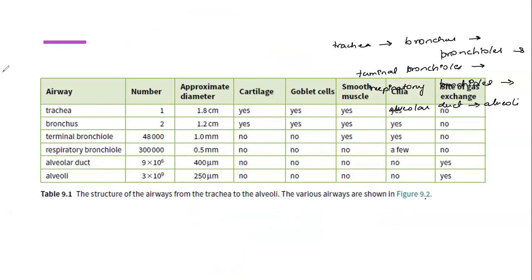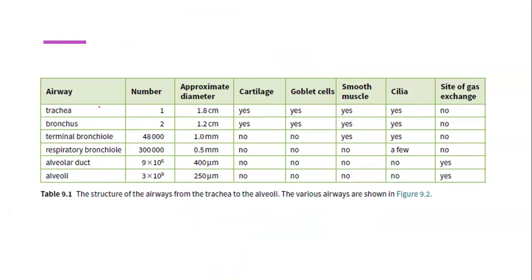What we can see is that in our trachea, right, we will have C-shaped cartilage. We will also have goblet cells. Now, I will teach you goblet cells in a bit more detail. But what exactly are goblet cells? Let's take a look.